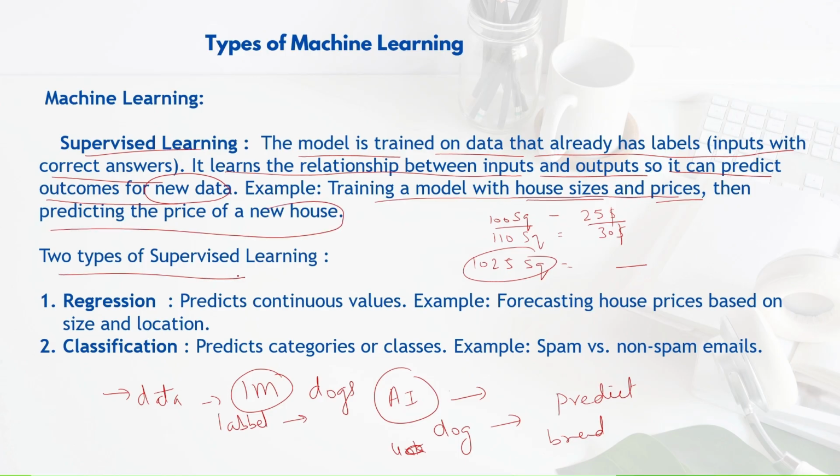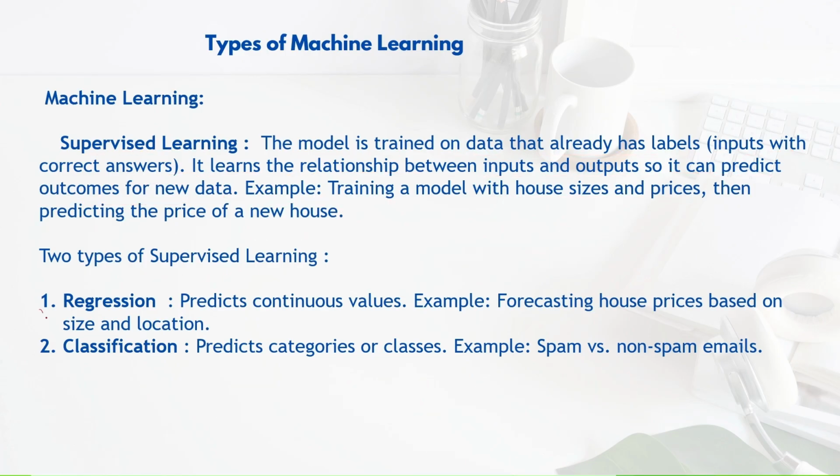There are two types of supervised learning, regression and classification. Regression predicts continuous values. It can forecast the price of a house based on the size and the location. Okay, it will only give you the values. So remember, whenever there is any numeric data involved in the output, think of it as regression.